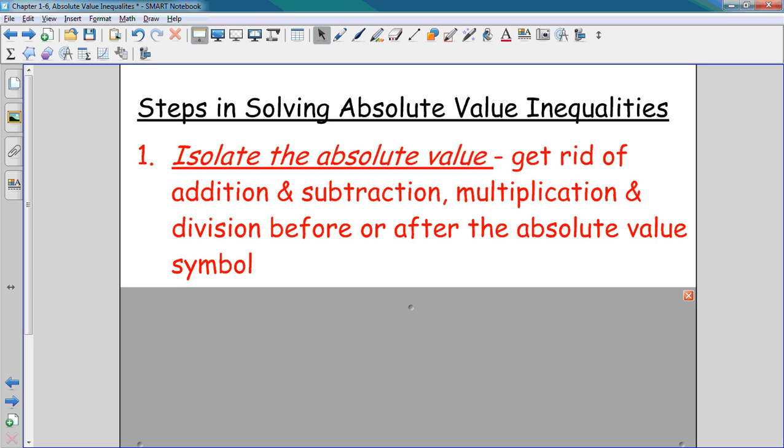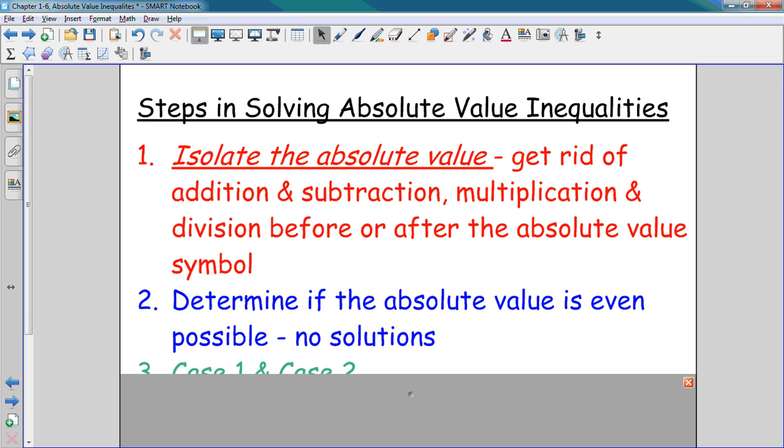Step 1, you need to isolate the absolute value. Just like we did when we solved absolute value equations, we also need to do when we solve absolute value inequalities. Get rid of the addition, subtraction, multiplication, and division before and after the absolute value. That's the stuff that's attached to it that is not inside the actual absolute value. Get rid of it. Isolate that absolute value.